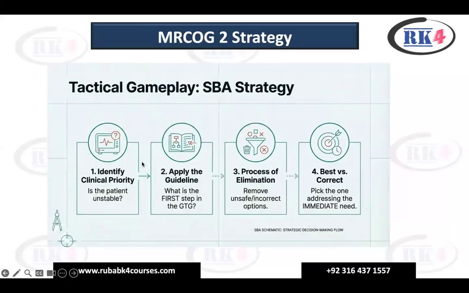And maybe you will easily reach two options which might be closely related. And then again, read it. And then whichever is unsafe, incorrect option, just eliminate it and choose the single best answer. So this is a process of elimination. Elimination technique is the one which is used in the SBAs.